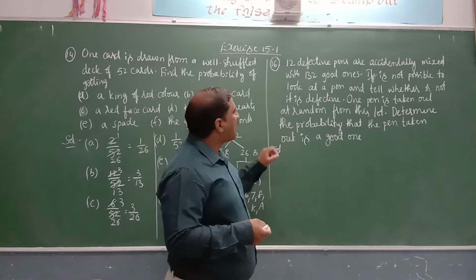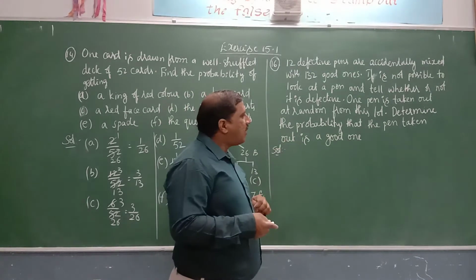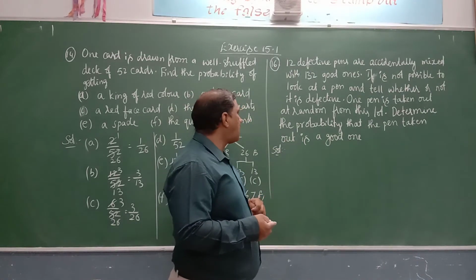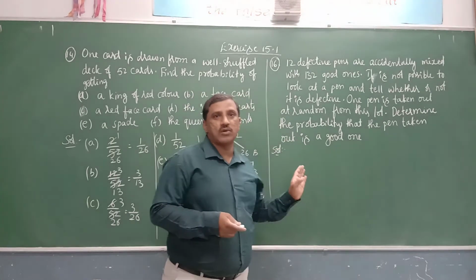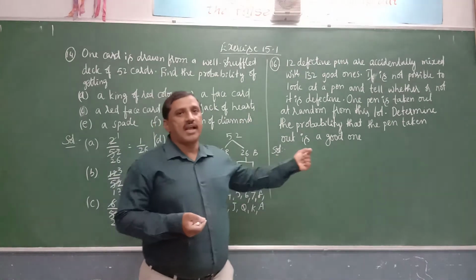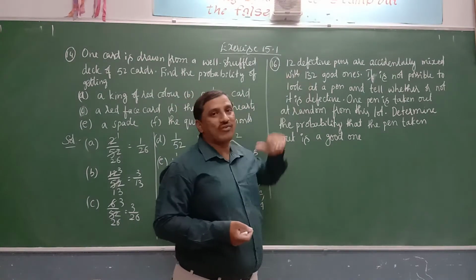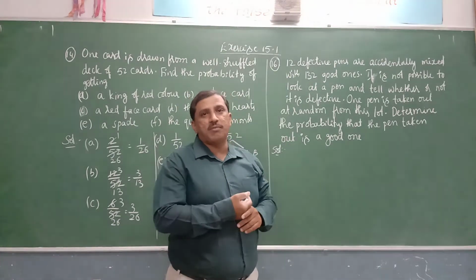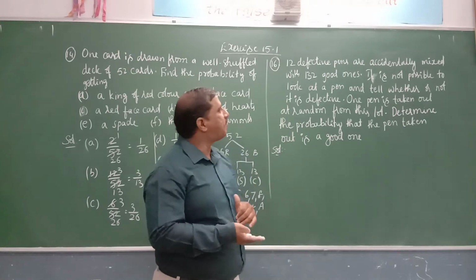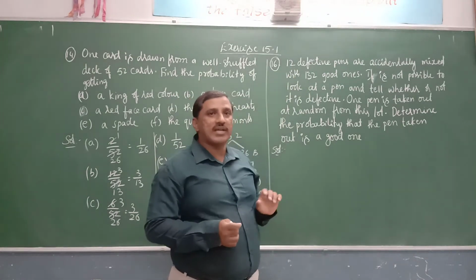One pen is taken out at random from this lot. Determine the probability that the pen taken out is a good one. So the event is getting a good pen. How many favorable outcomes are there for a good pen? That is 132. The total number of possible outcomes means the total number of pens, that is good pens plus defective pens together.